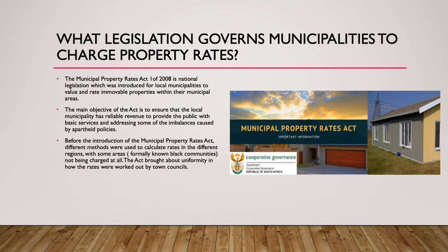policies. Before the introduction of this act, different methods were used to calculate rates in different regions, with some of these areas, which are known as formerly black communities, not charged property rates at all. The act then brought about uniformity in how the rates were worked out by the town councils. However, communal land by law does not fall under property rates, and therefore communities in rural areas don't pay rates and taxes.